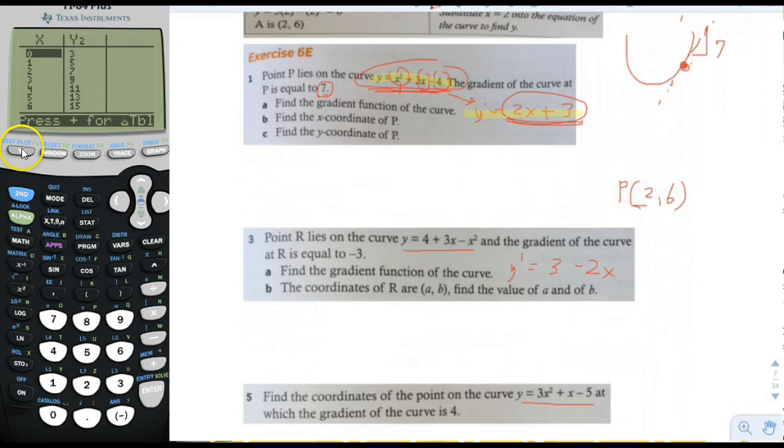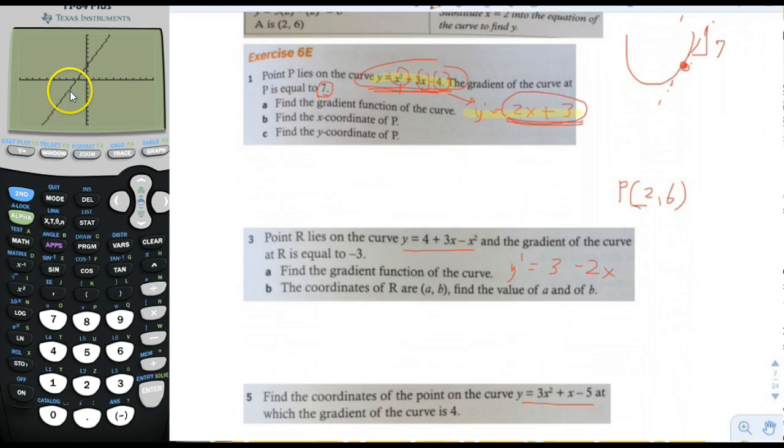So one of the easiest ways to do this is with the calculator. So we put in the calculator the gradient function. And I put the original function in here, but we're not going to graph it yet, so I turned off the graphing for the original function. I only turned on the graphing for the gradient function, which is 2x plus 3. Now I'm going to graph it, and this is the gradient function. When is this gradient function equal to 7?